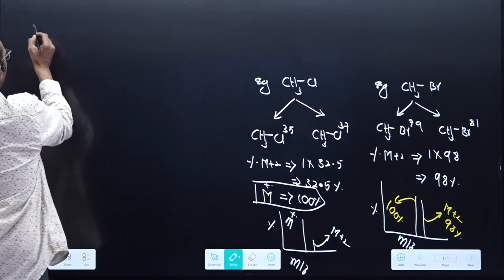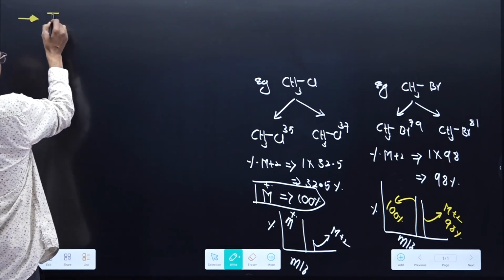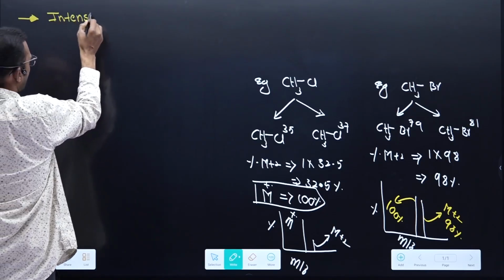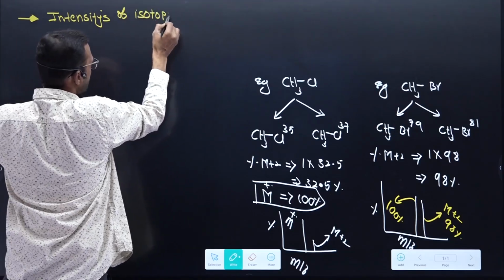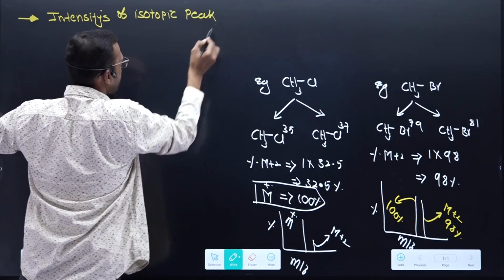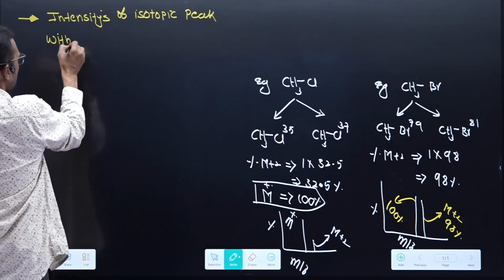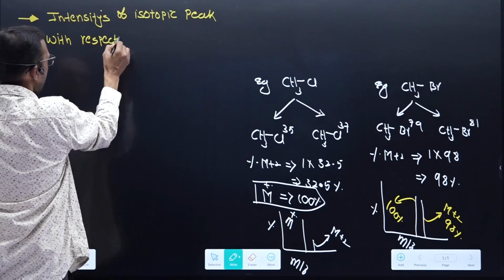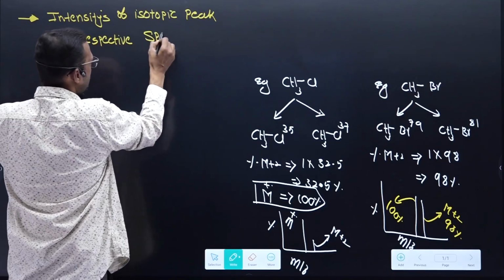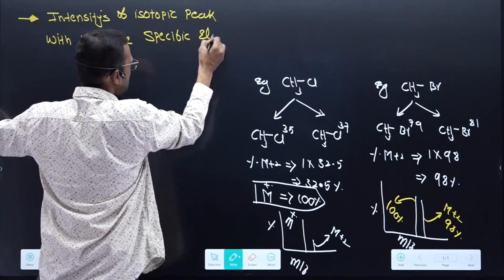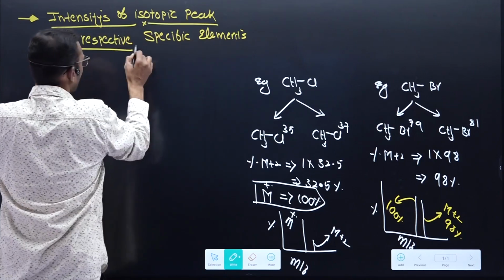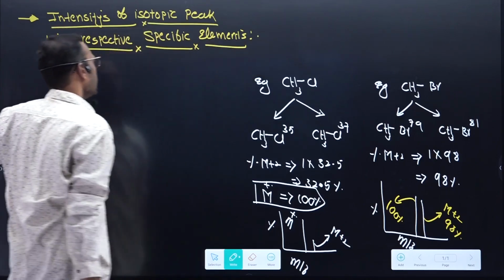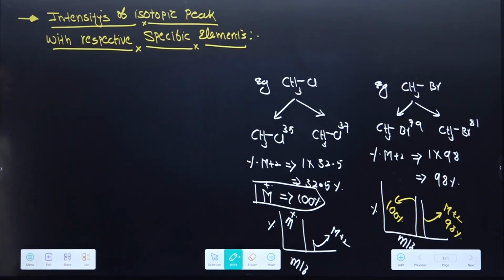Next, see intensities of isotopic peaks with respect to specific elements. Some specific elements I am taking, and I am calculating the M plus 2 peak intensity or M plus 1 peak intensity. Most importantly, the M plus 2 peak is most important. Intensities of isotopic peaks with respect to a specific element.